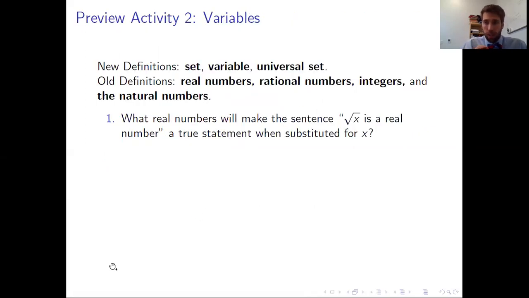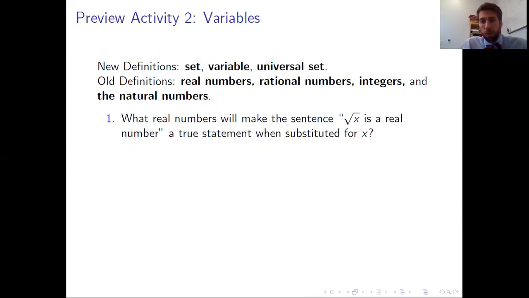Now, in preview activity 2, there are some new definitions, some old definitions, and I'm not going to go over all of them. Just know that you should be very aware of what these mean: set, variable, and universal set. And you should be really cognizant of what these number systems are: real numbers, rational numbers, integers, and natural numbers.